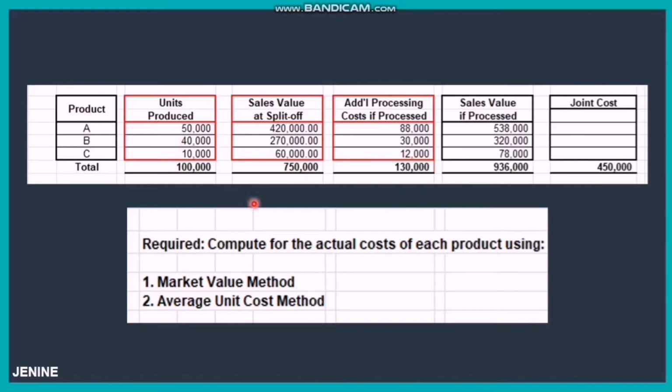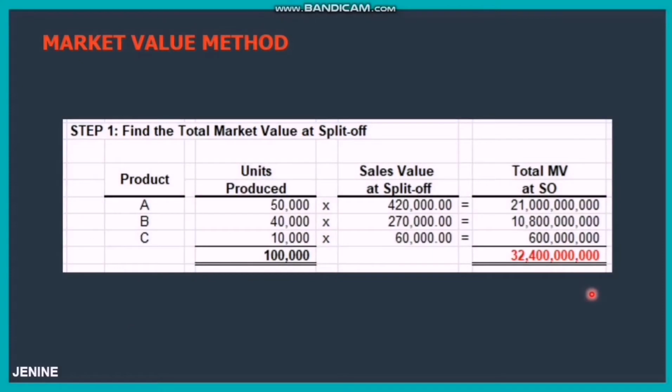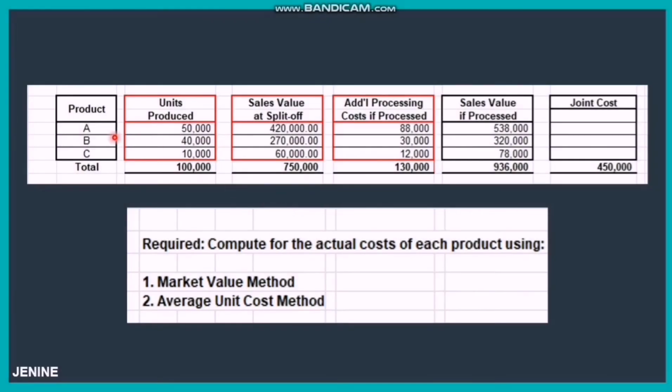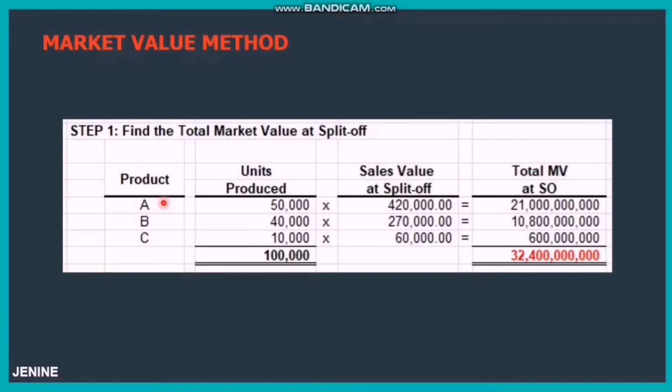Okay. So step 1 is to find the total market value at split off. So yung gagamitin natin dito is yung units produced and sales value at split off. Again, yung data na kailangan dito is mahanap lang siya sa problem. Ayun. So yung units produced multiply sa sales value at split off, you will get the total market value or the sales value of the product.